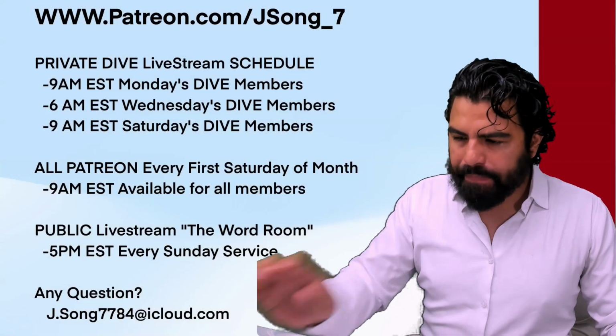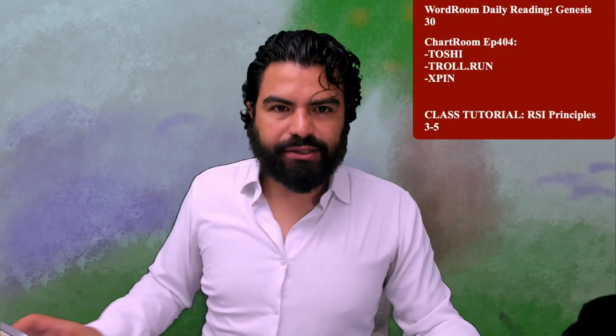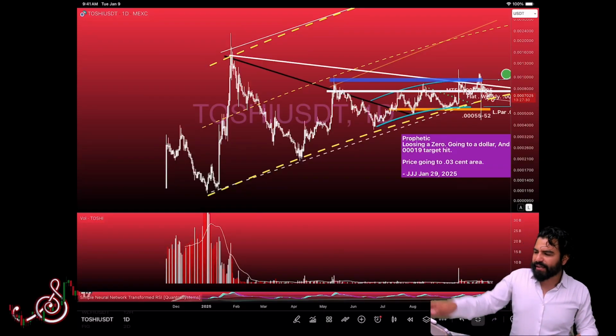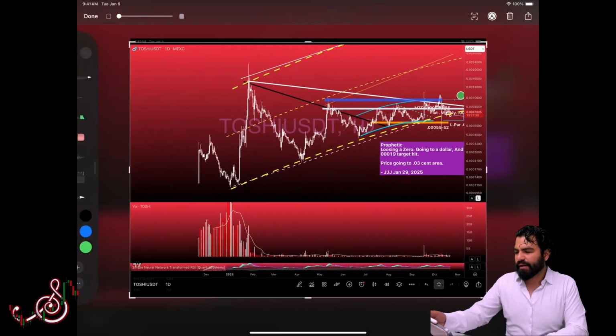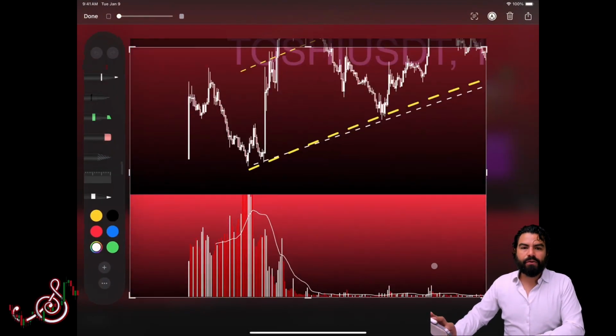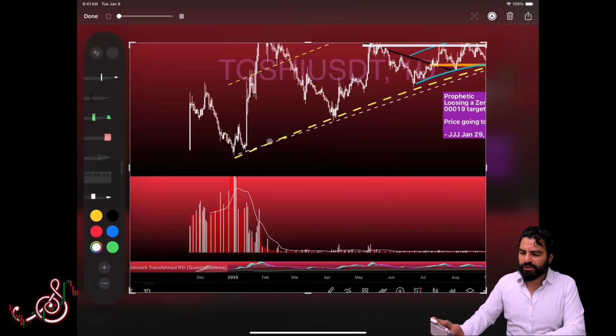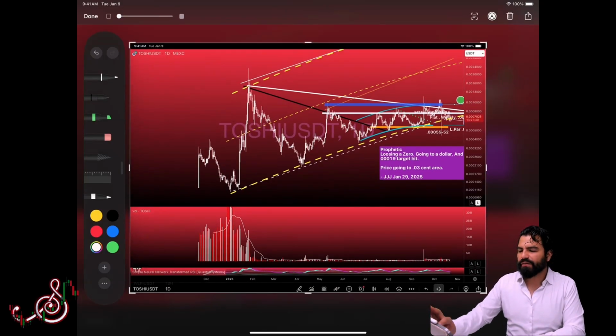Start our chart room. We're going to start with TOSHI. Remember, TOSHI, guys, is a crypto that has lots of accumulation in the initial steps. When this crypto was coming down before the move was into health, a large money came into TOSHI. So remember, TOSHI is a very powerful crypto.